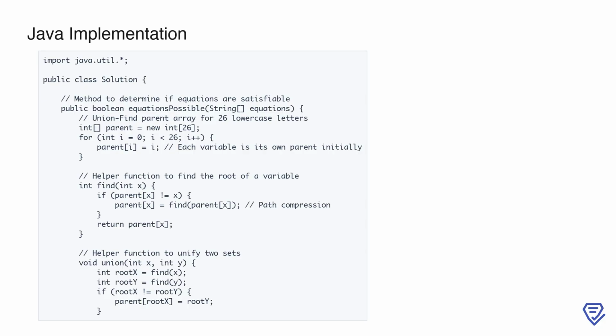Next, we define a helper function, find, which retrieves the root of a variable. This function includes path compression to optimize the union find operations, ensuring that every node directly points to its root for faster lookups in future operations. Lastly, we define a union helper function, which merges the sets of two variables by updating the parent of one set to point to the root of the other. This operation ensures that the two variables belong to the same connected component.